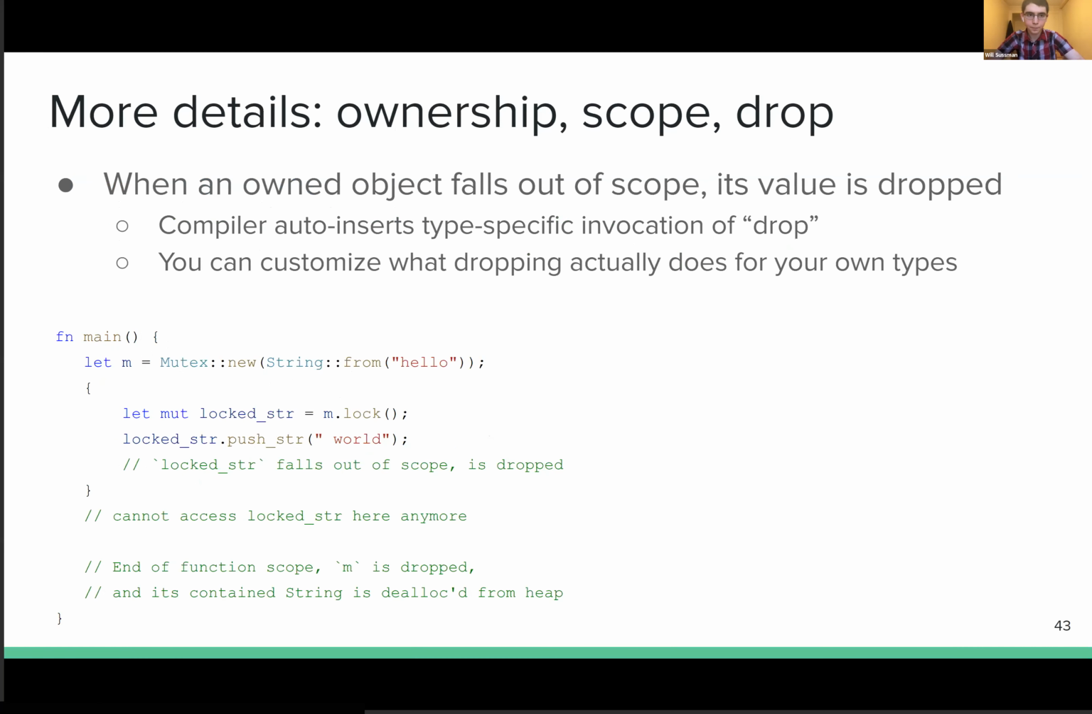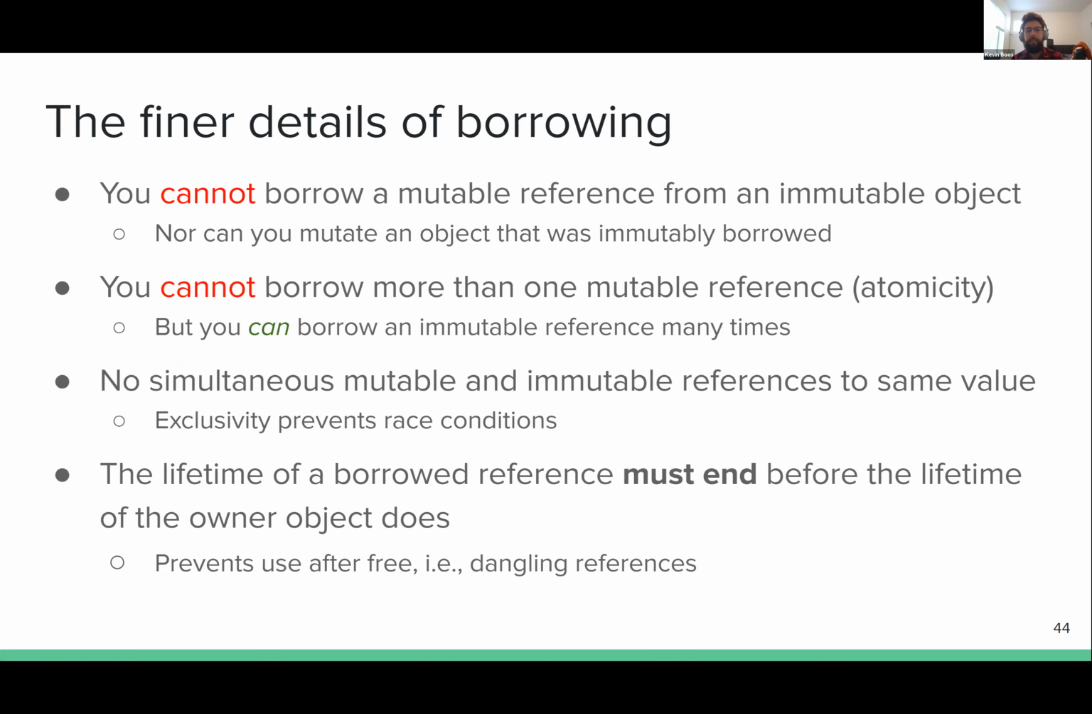Right. So there are a lot of finer details of borrowing, which you'll get acquainted with really quick when you start digging into Rust. But just to highlight some of the top level rules, you can't obtain or borrow a mutable reference from an immutable object, right? And you also cannot mutate an object that was borrowed immutably. That makes sense, right? You can't violate the rules of mutability. Second point, you can't borrow more than one mutable reference at a time. And that guarantees atomicity, which is important even for a single thread, but super important for multiple threads to prevent data races. However, you can borrow something immutably many times, right?